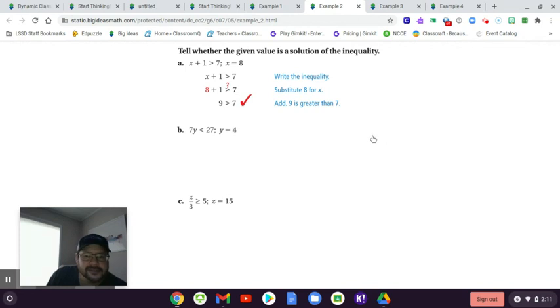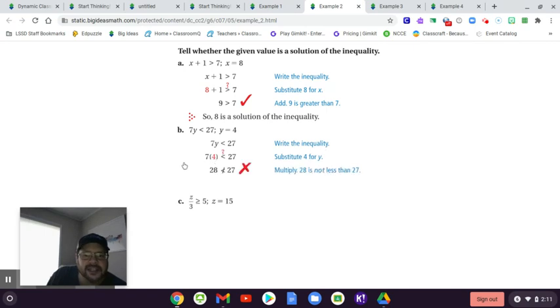Is y equals 4 a solution? Okay, if you said no this time, you are correct, and I am correct, because when you plug in 7 times 4, that's what y is, you get 28. 28 is not less than 27, so no. 4 is not a solution to this inequality.